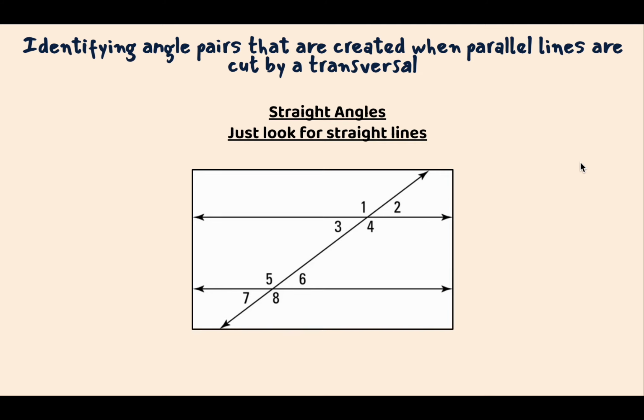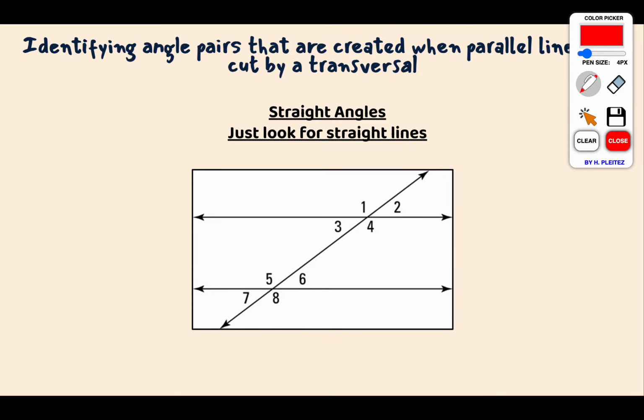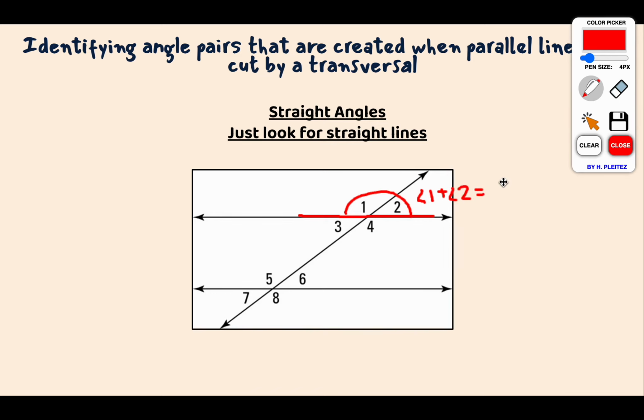Now, we have straight angles as well in this diagram, so you just want to look for your straight lines. I'm going to highlight a few. So I see a straight line here, which means that if I do angle 1 plus angle 2, I'm going to get 180.